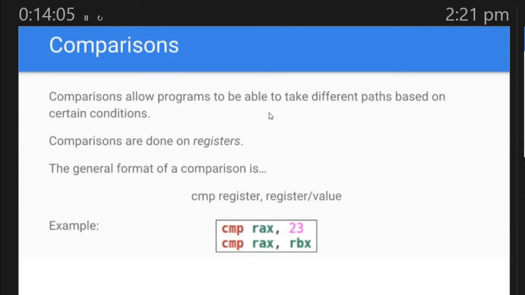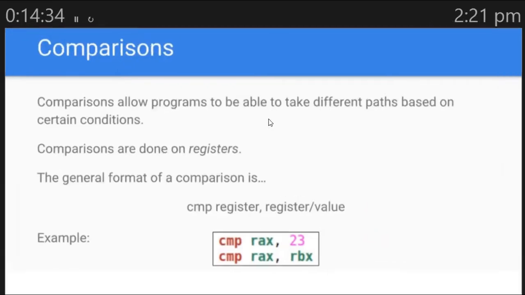So when you are comparing, for example, it allows you to take different paths based on certain conditions. So we have different comparison statements. Later we'll look at them. You can compare a register with a register, and you can compare a register with a value. All right, so look at only these two conditions. You see the example, compare RAX and 23. What it means is that we are comparing a register with a value. Do you follow, guys? Okay, and then the next step is what? Comparing two registers.